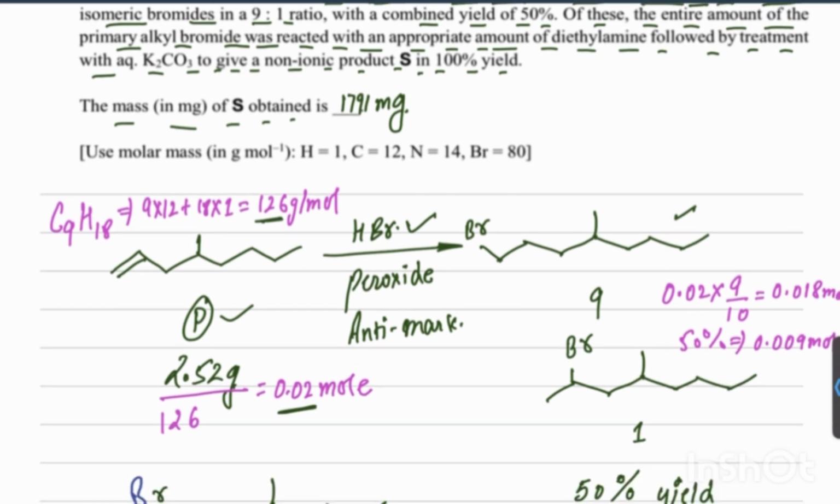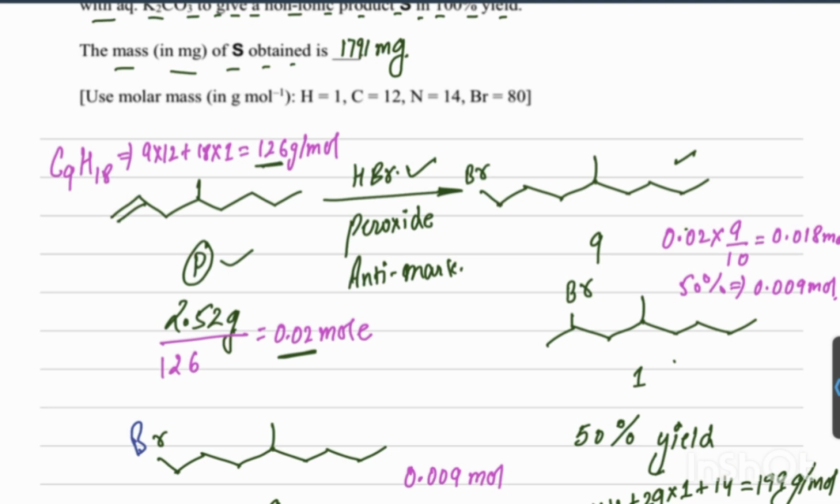So a 9:1 ratio of these two types of compound should be formed. The major will be anti-Markovnikov and the minor will be the Markovnikov. So a 9:1 ratio will be formed, and the yield is 50%. So because the yield is 50%, 0.02 moles of this P should form 0.02 moles of this overall compound.